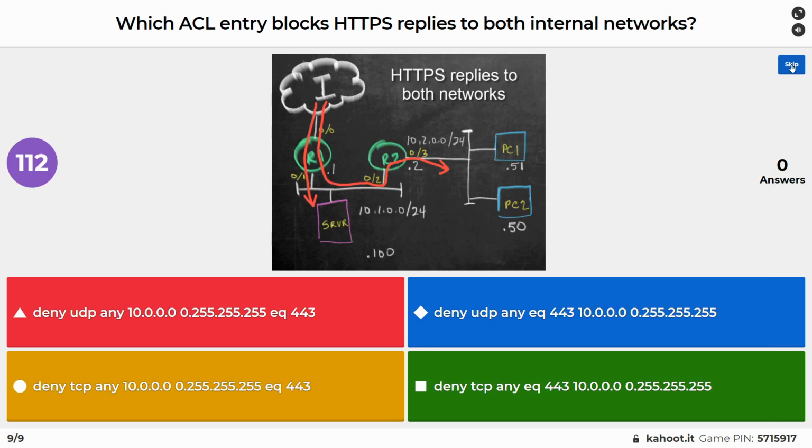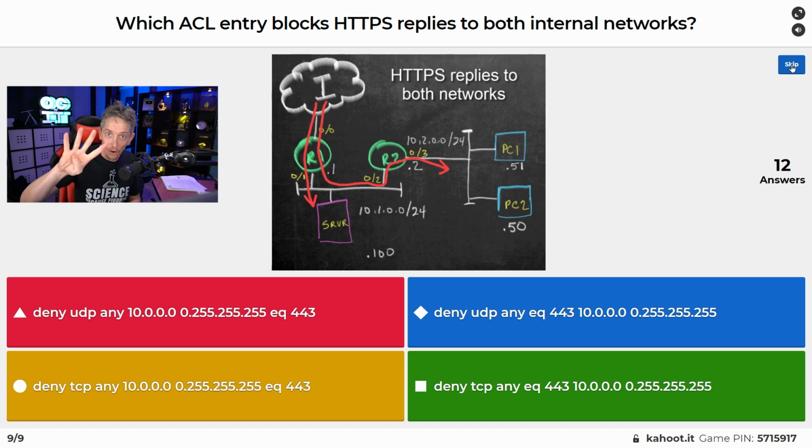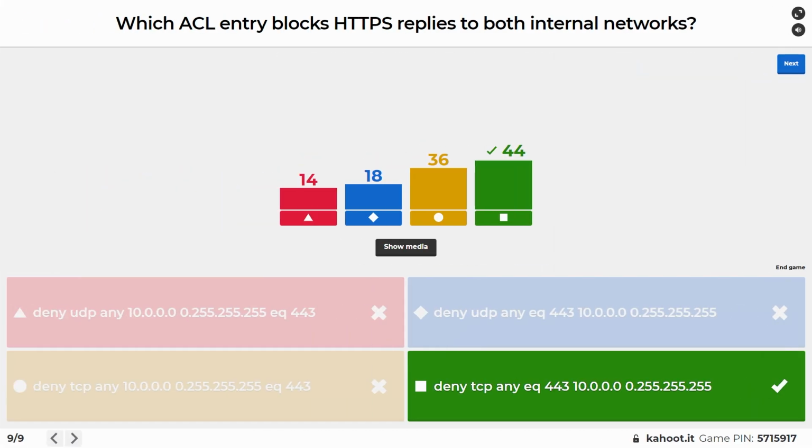Which ACL entry blocks HTTPS replies to both internal networks? Now I'm talking about 10.10 and 10.20, both with the 24-bit mask. All right, which ACL entry blocks HTTPS replies to both internal networks?